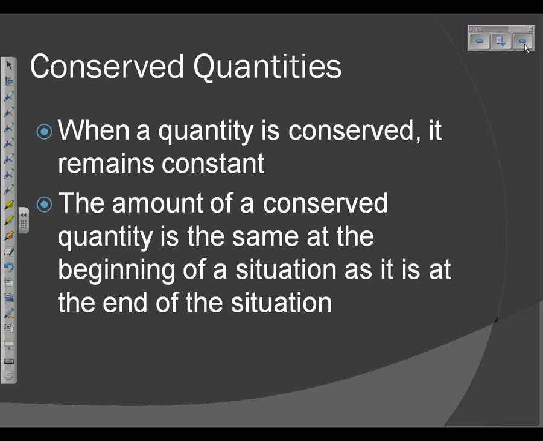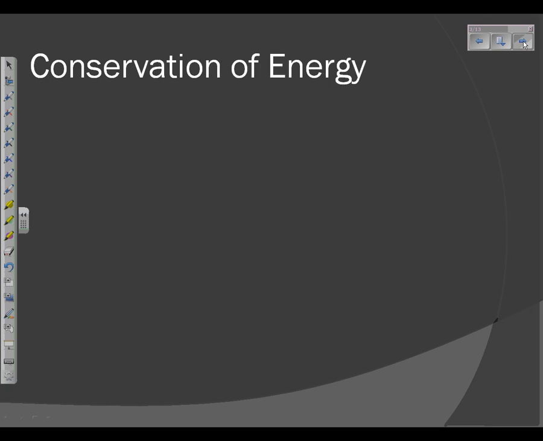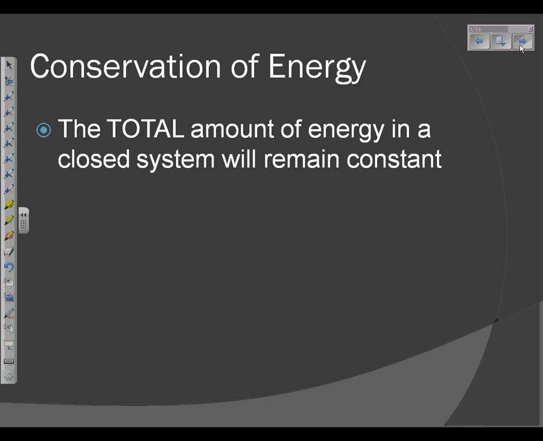So we know that mass is a conserved quantity, but energy is also a conserved quantity. If we look at the total amount of energy in a closed system, it will remain constant. So, 2 things. First, what's a closed system?